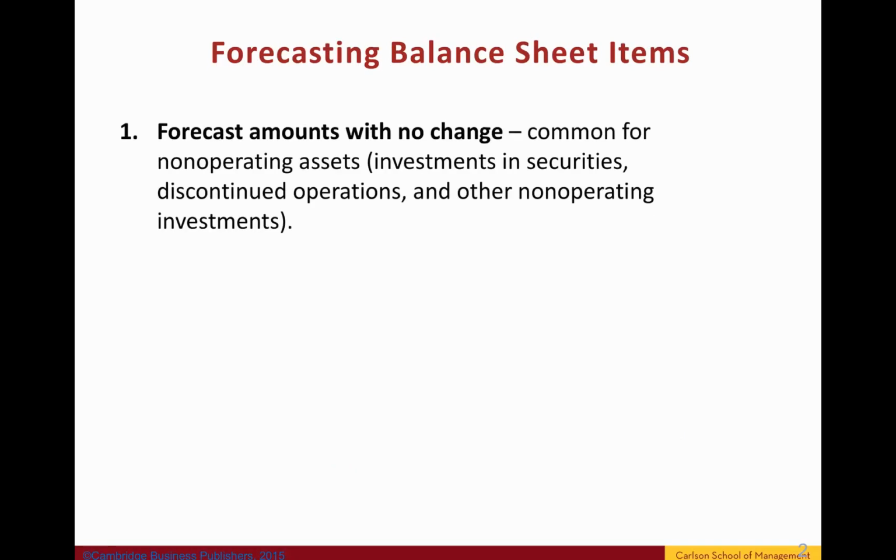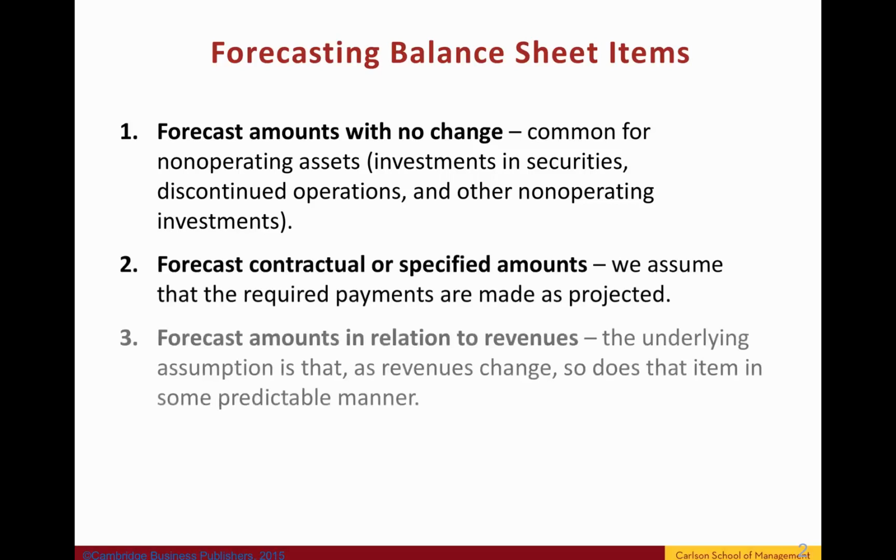So the first thing that we're going to do when we're looking at forecasting our balance sheet items is start with forecasting the amounts that we expect are not going to change. These are typically going to be our non-operating assets. So investments in securities, things that we have for discontinued ops that we expect are going to start winding down, eventually we won't have on our balance sheet, and any other non-operating investments. Typically for the valuation process, we assume that those remain the same.